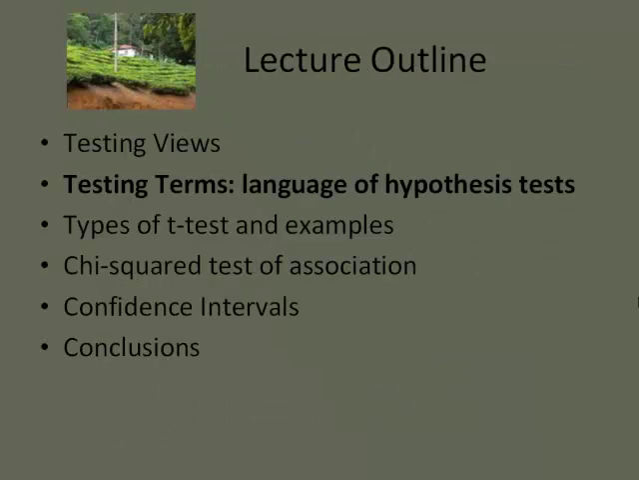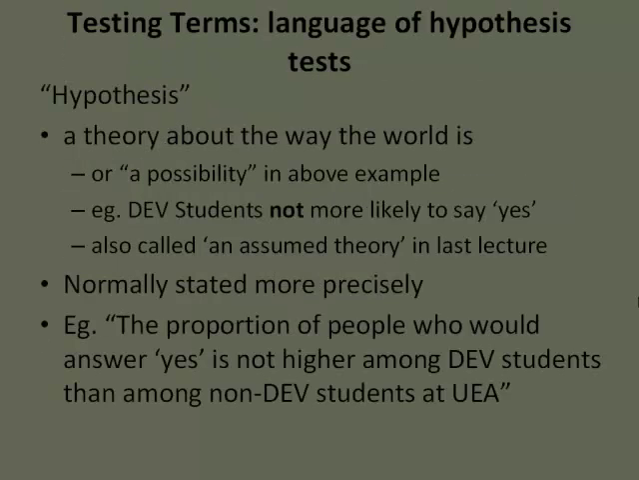So now let's put this kind of vague language into the language you'll see in textbooks and articles. So for a start, what I have called so far an idea about the world, we usually call a hypothesis. So a theory about the way the world is, a hypothesis. It's a possibility. For example, dev students are not more likely to say yes. It's what I called an assumed theory before in the last lecture. But we normally state it more precisely. So instead of a vague thing, we'd say precisely like this: the proportion of people who would answer yes is not higher among dev students than among non-dev students at UEA.